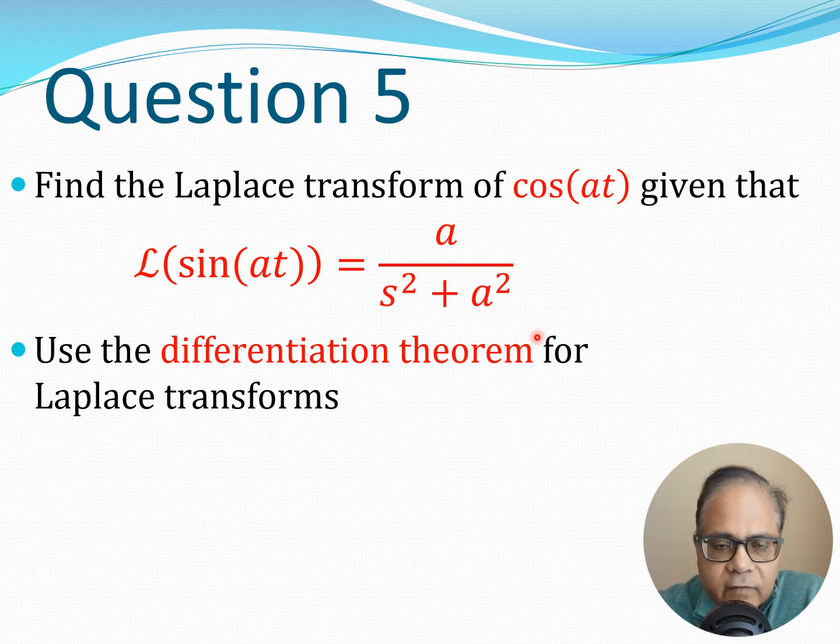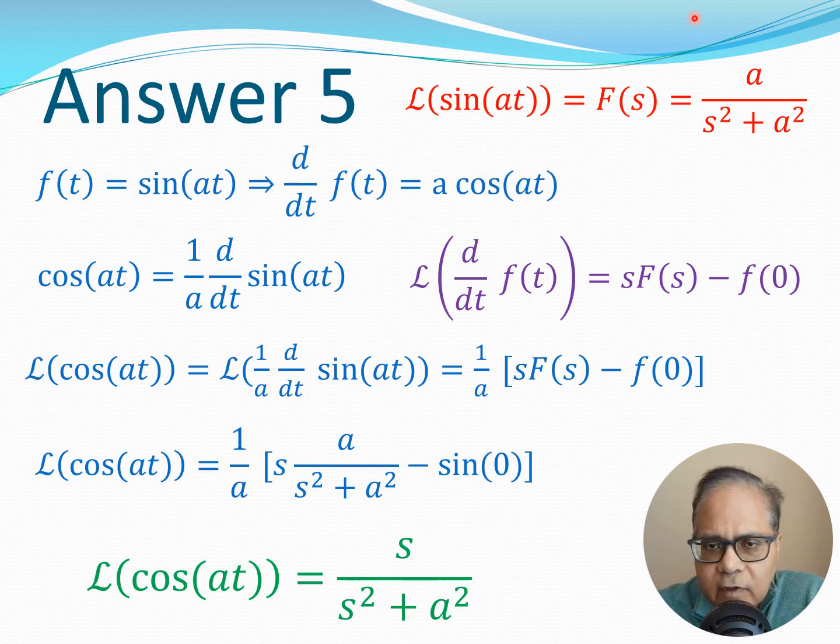So this is going to help us figure out how to use this particular differentiation theorem. You can state that we use the differentiation theorem for the Laplace transforms. What we know is this equation in red, the Laplace transform of sin at, that is F(s), which is a by s square plus a square. Now if we want to use this information, we can immediately realize that cos at is connected to sin at through differentiation. So if we say f(t) is sin at, then d/dt f(t) is a cos at, and then I can write cos at as 1 by a d/dt sin at.